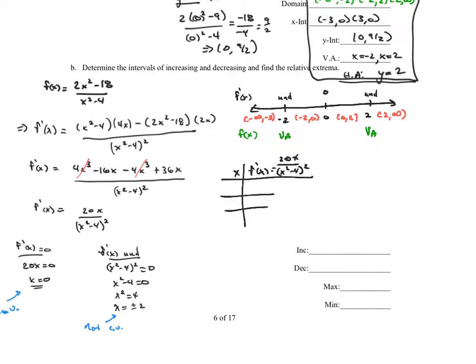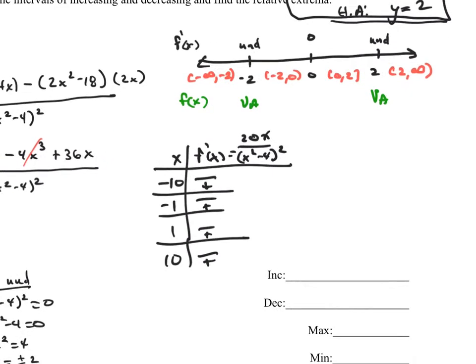Something that's less than -2, how about -10? In between -2 and 0, how about -1? In between 0 and 2, how about 1? And something that's bigger than 2, how about 10? I also notice my denominator is squared, so no matter what I plug in, that denominator is going to yield a positive number. So let's look on the top. Plugging in -10 would give me a negative number. A negative divided by a positive is negative, so that entire interval has to be negative.